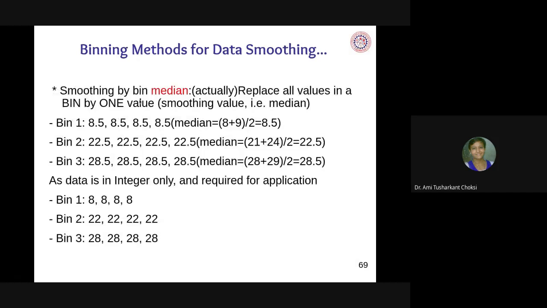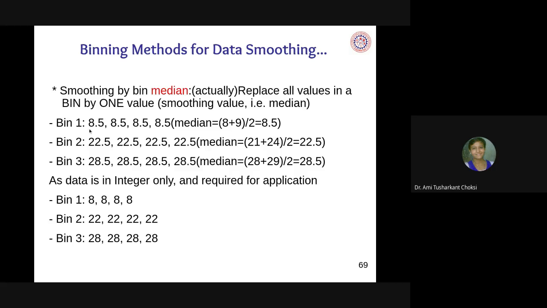Now, smoothing by bin median. What happens is that it replaces all values in a bin by one value, that is the median. Before, we replaced all the values by the bin mean. Now we'll be replacing the values by the bin median. What is median? When an odd number of data is there, it is the middle value. And when an even number of data is there, we have to take the average of the two middle values. Just to recall, fine?